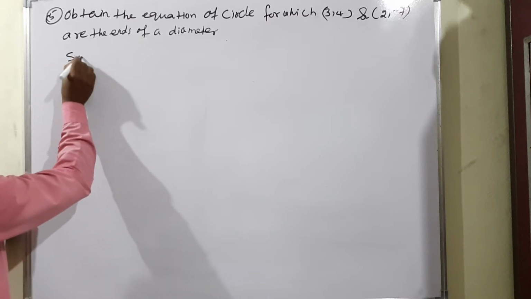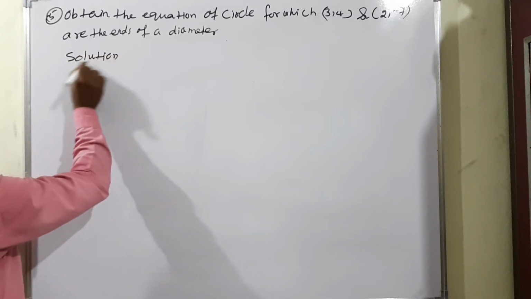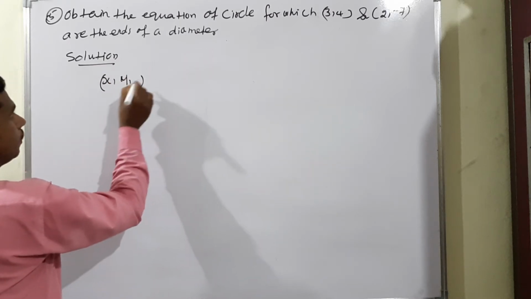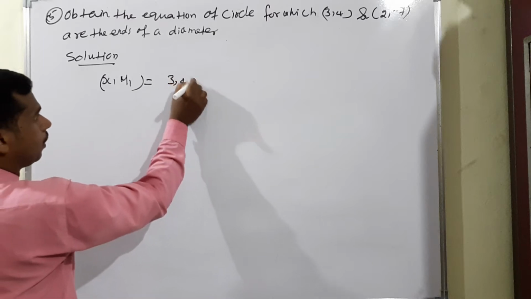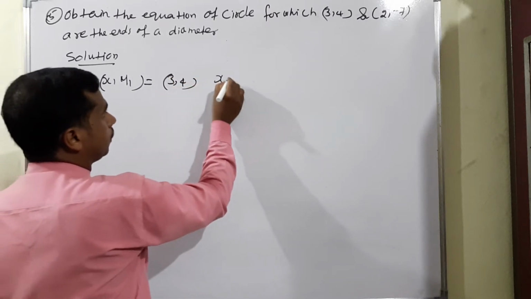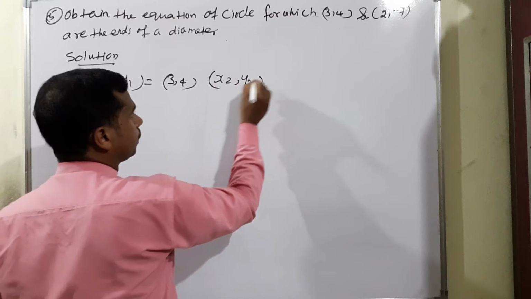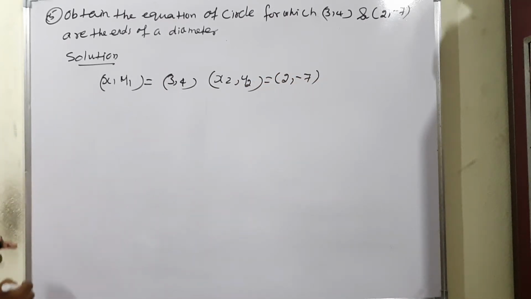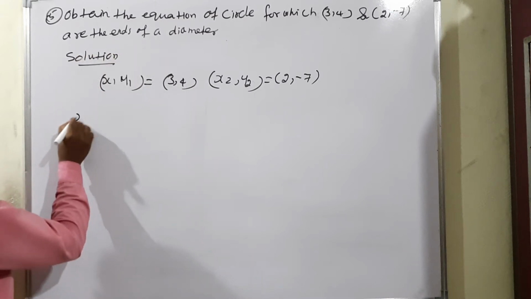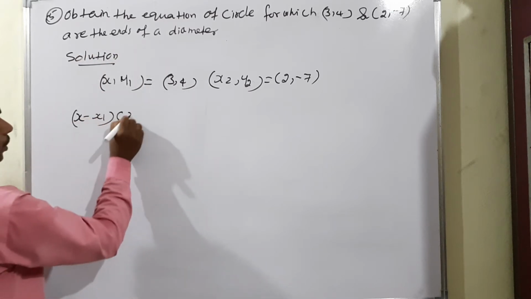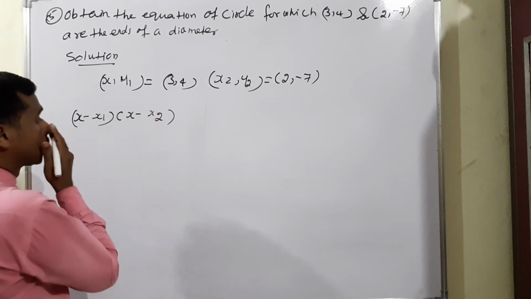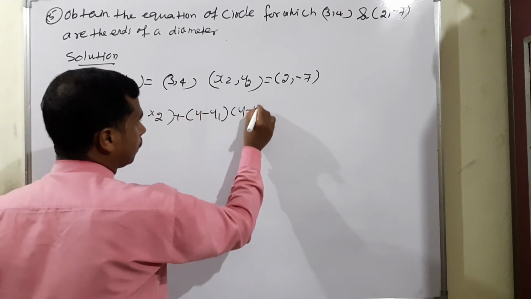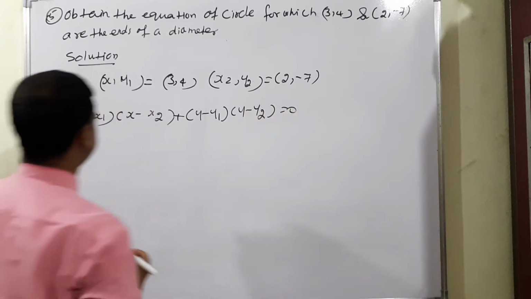So solution, first condition we have to consider for x1, y1 is equal to point 3, 4. Second one x2, y2, that is 2, minus 7. What is the formula? The ends of diameter means formula x minus x1 into x minus x2 plus y minus y1 into y minus y2 is equal to 0.